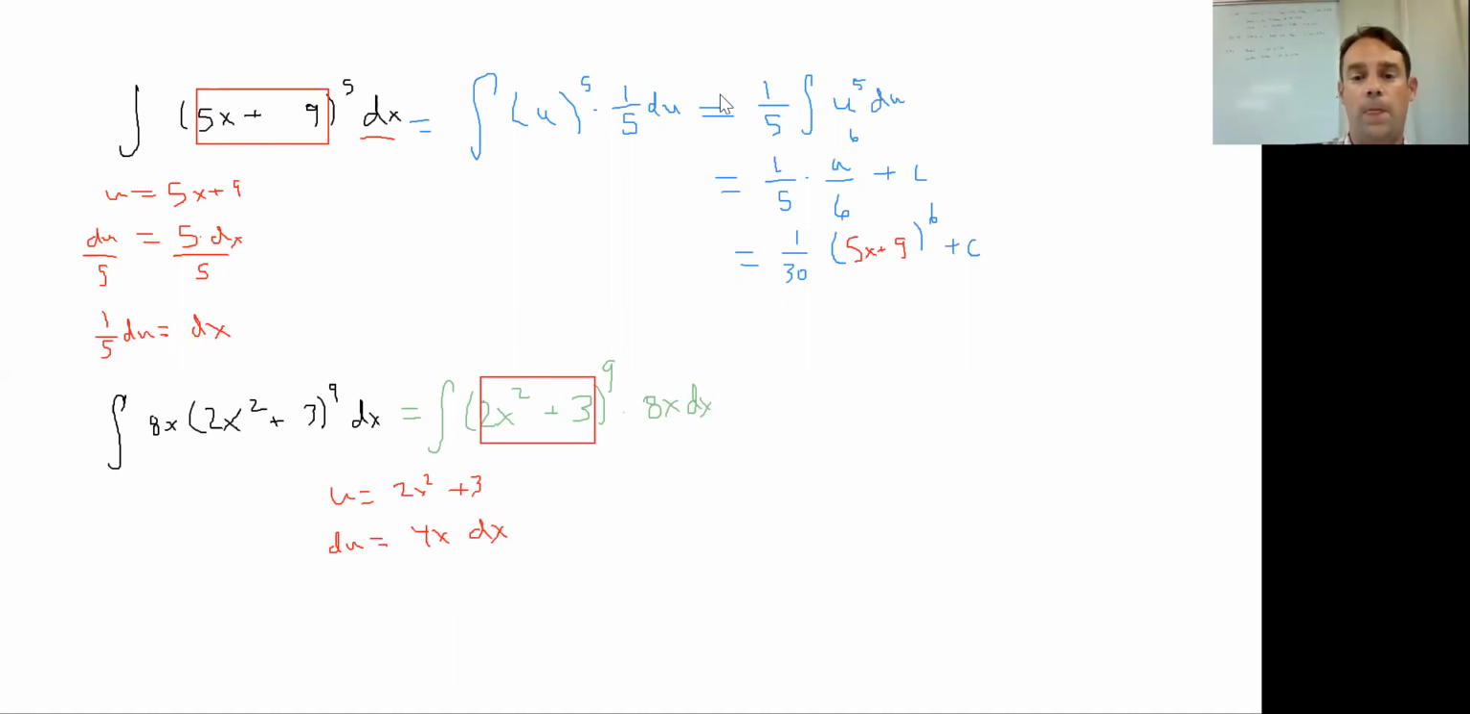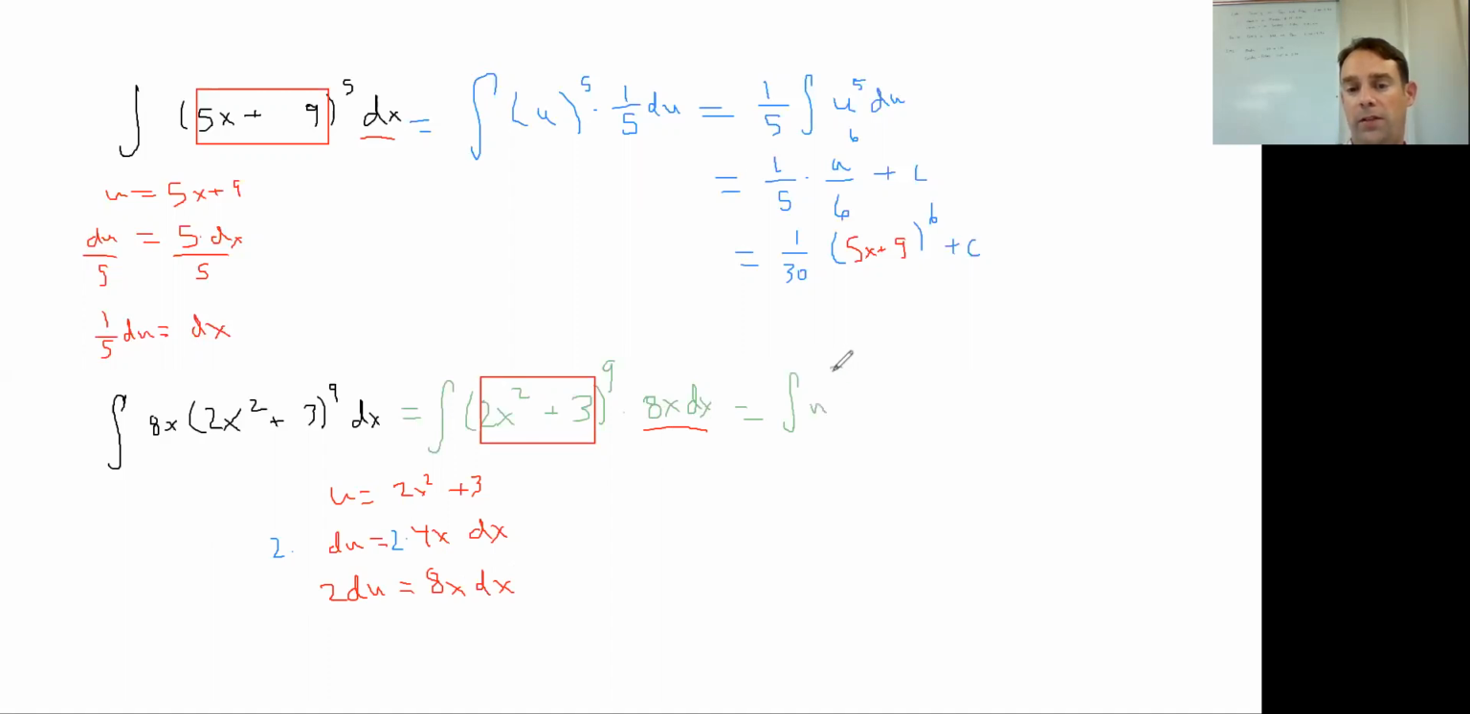Which means I'm going to have to multiply both of these by 2 to get it to match up to my 8x dx. So now I have 2 times du equals 8x dx. So really, we're just doing a separate side problem to make everything balance out. And once it's all balanced out, then we can go ahead and do our substitutions.